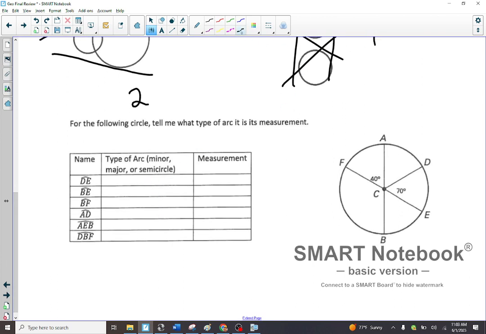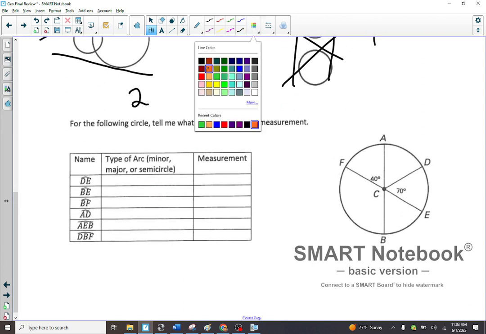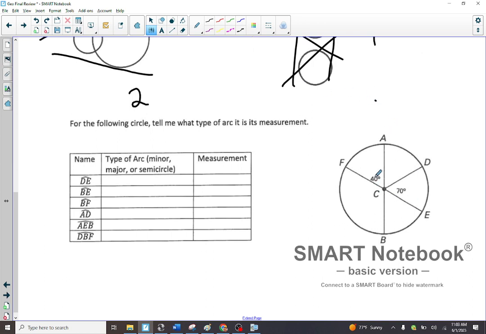All right, this one. Before I even fill out the table, let me fill out all the numbers I could find here. For example, if this is 40 degrees and this is 70 degrees, I know this is a diameter, which means this is 180. So 40 plus 70 is 110, and 110 minus 180 must be this part here, which happens to be also 70.